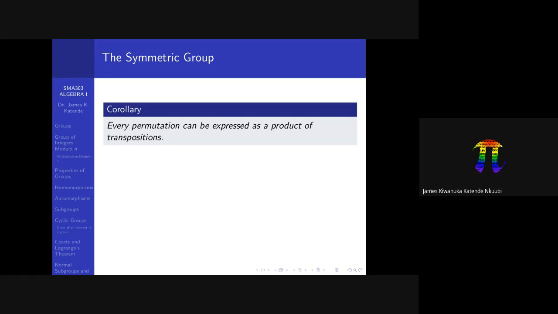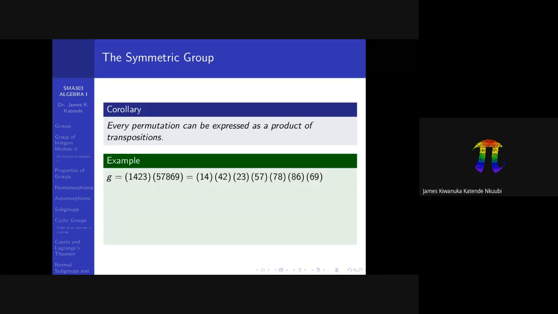Now, writing it as a product of transpositions is not unique. There's more than one way of writing a cycle as a product of transpositions. So this factorization is just one of the ways, and it's not unique. What I will challenge you to do is to find another way. Do some research and see how you can write this same permutation as a product of transpositions, but in a different way.